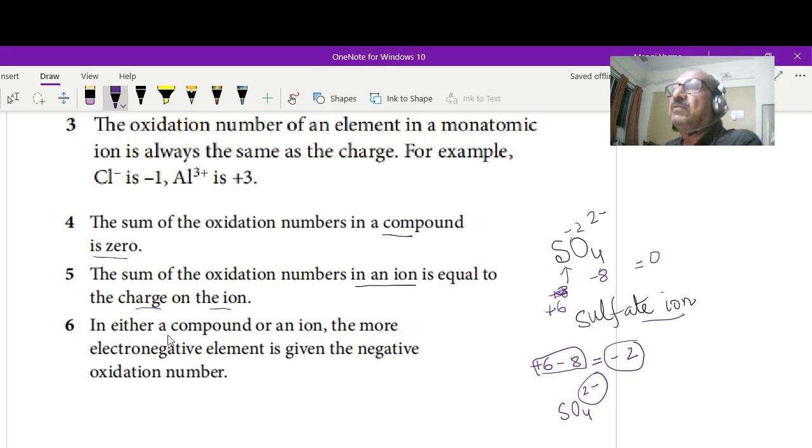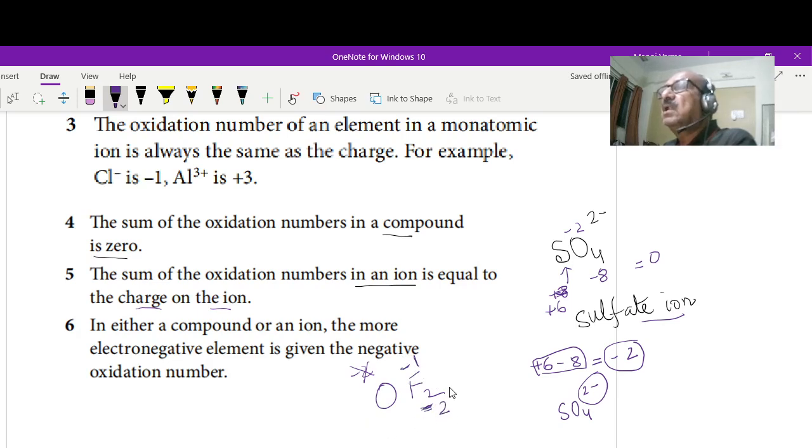And if you consider a compound or an ion, the more electronegative element is given the negative. For example, when you consider OF2, right? So we always considered oxygen as -2, but here we didn't consider oxygen as -2. Why? Because fluorine is more electronegative. The more electronegative should be given the negative value. So fluorine gets -1, 2 fluorines becomes -2.